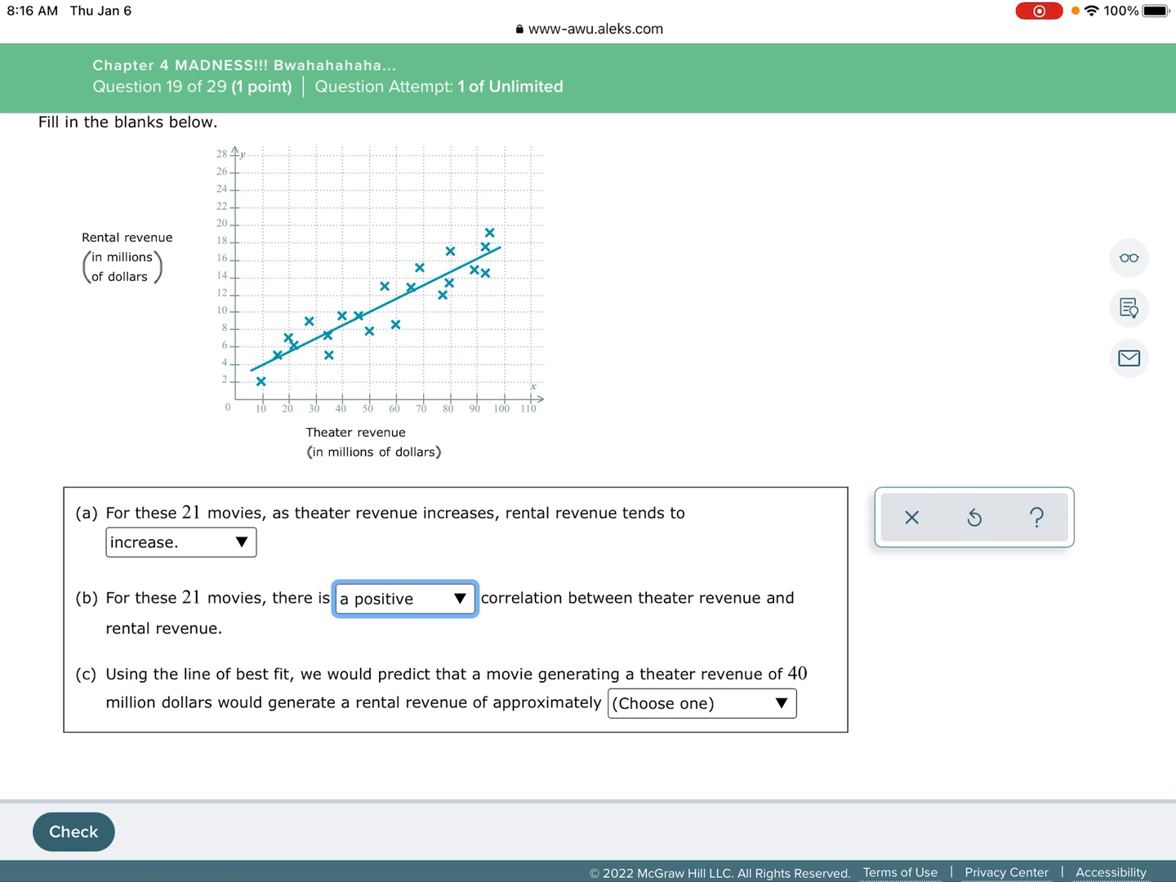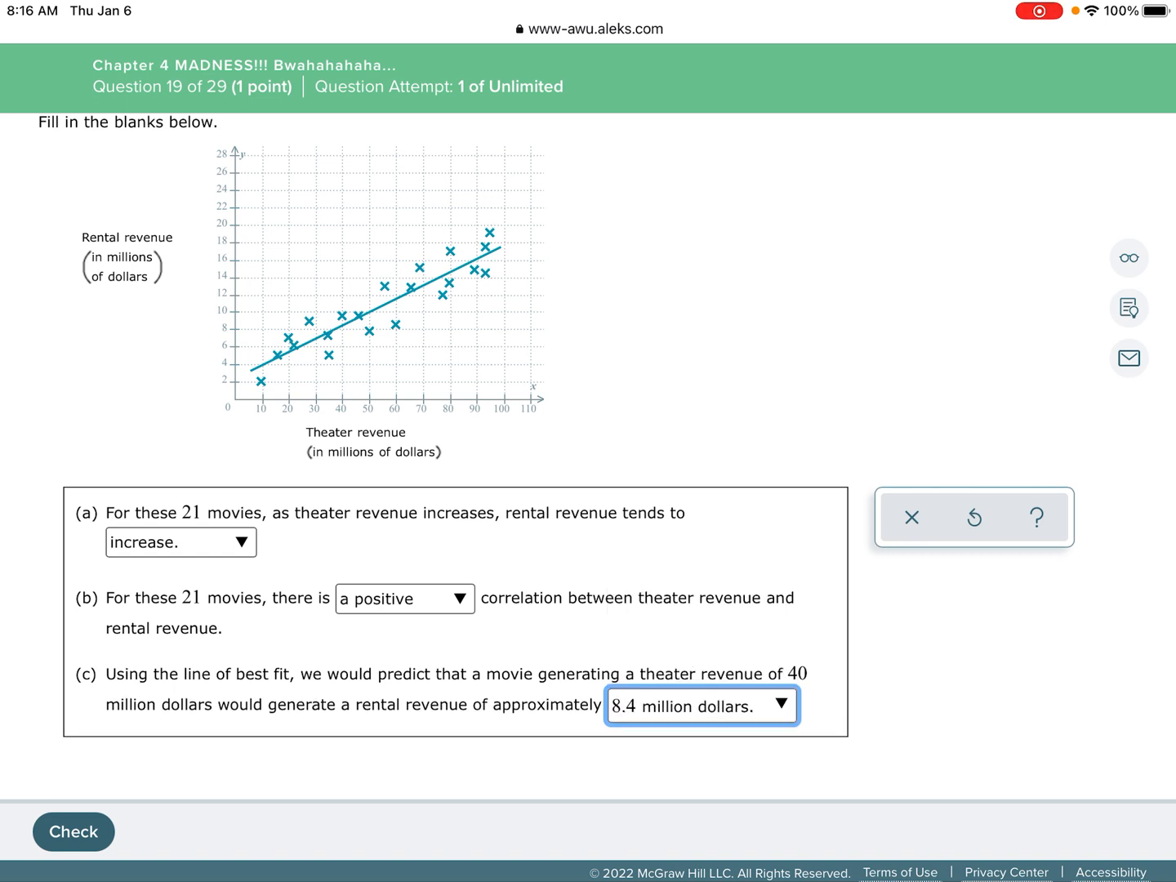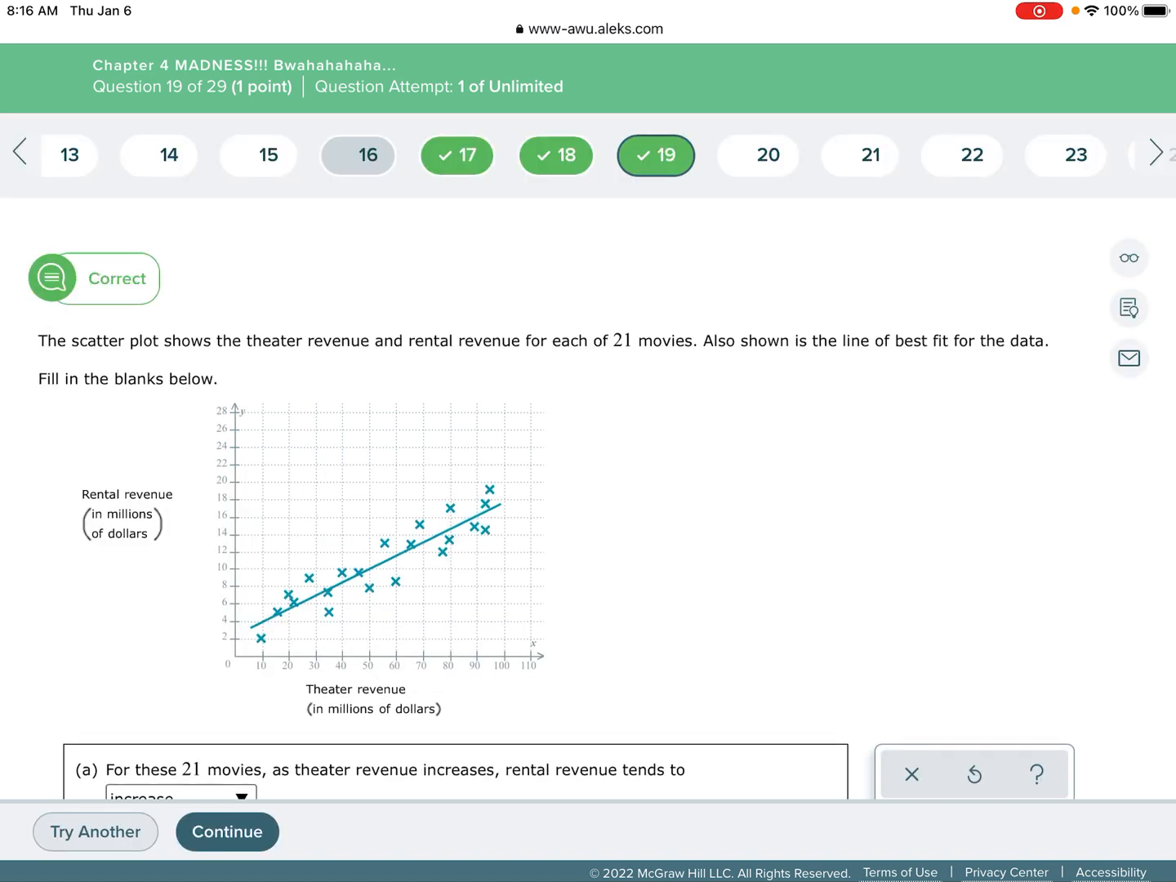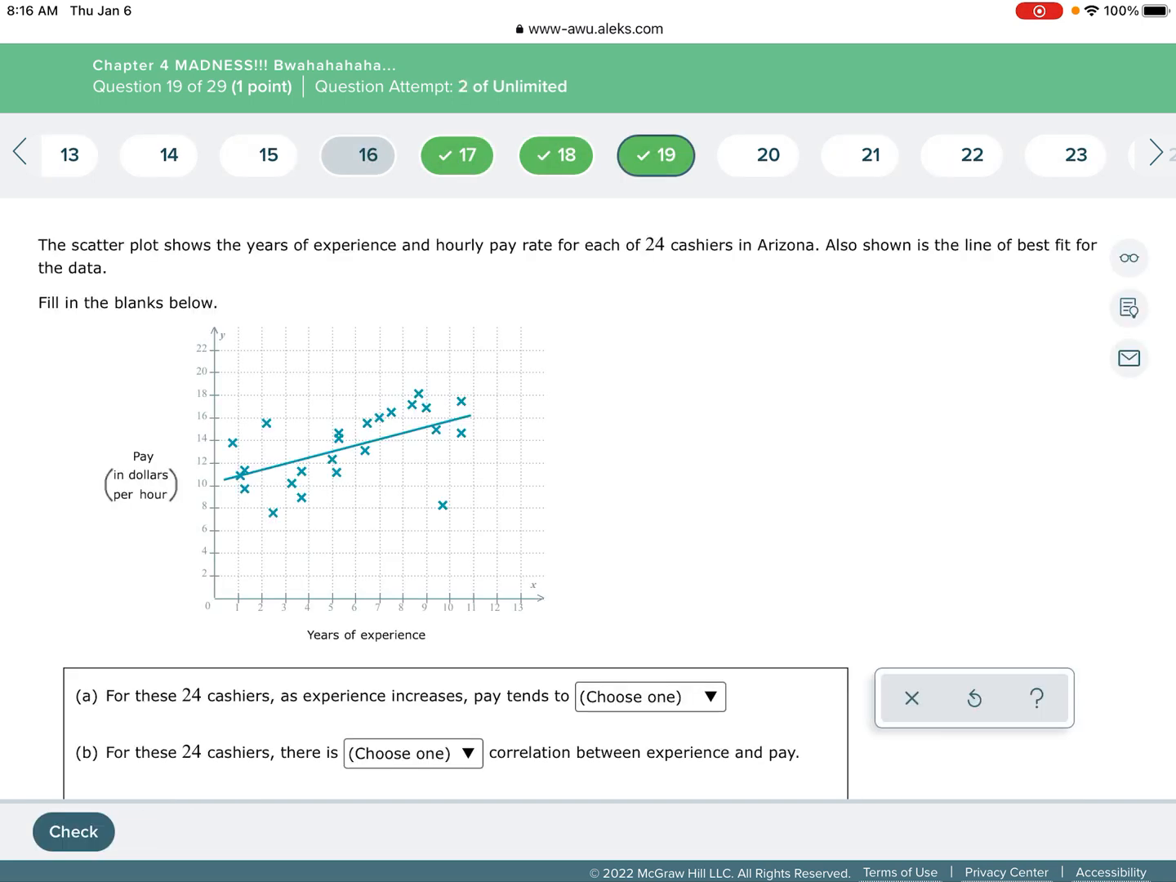So let's see what options they give us. 5.7 would be too low. 7.3 would still be too low because we know it's over 8. 10.6 and 11.7 are too high. It's got to be this 8.4 million. Good. Let's do one more.